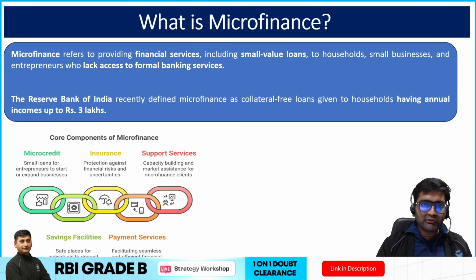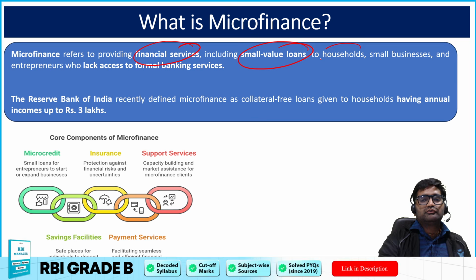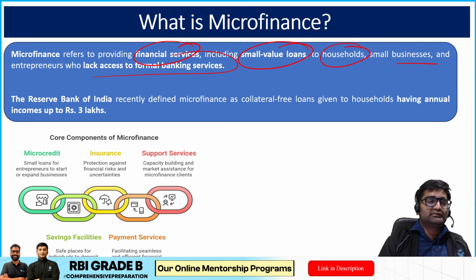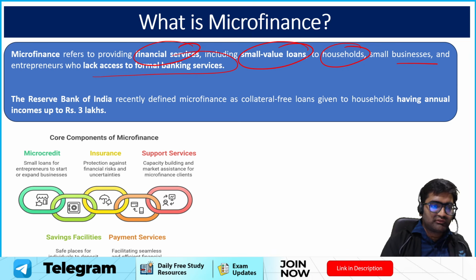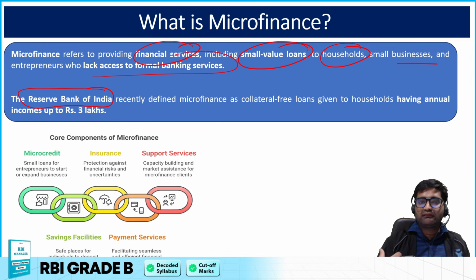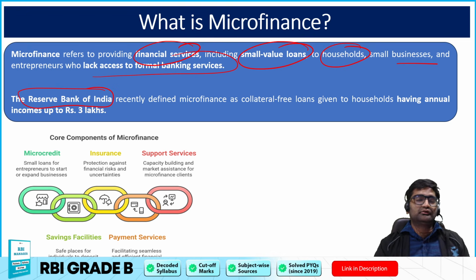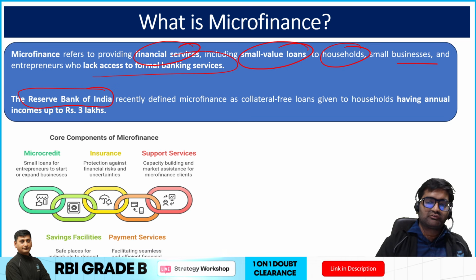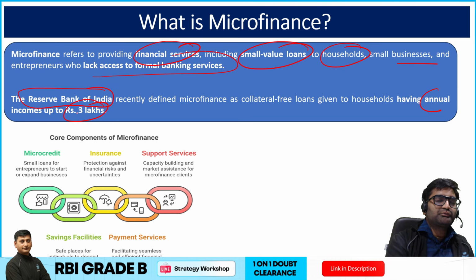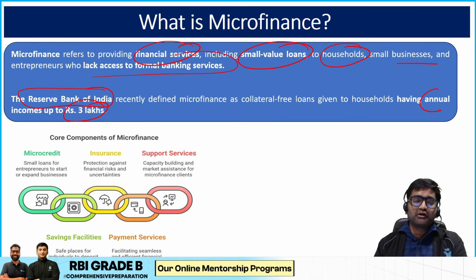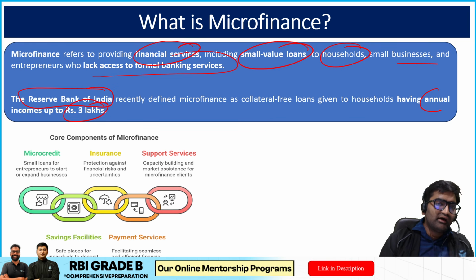Let us discuss a few other things in this regard. Talking about microfinance, the financial services, small value loans to households, small businesses, and entrepreneurs who lack access to formal banking services is something that is microfinance. RBI defines the beneficiaries of microfinance facilities to be those households. A household is a husband, wife, and their dependent children. So a household having an annual income of up to rupees 3 lakhs, 3 lakhs or less than that, is said to be part of the microfinance structure. They can avail the microfinance loans.